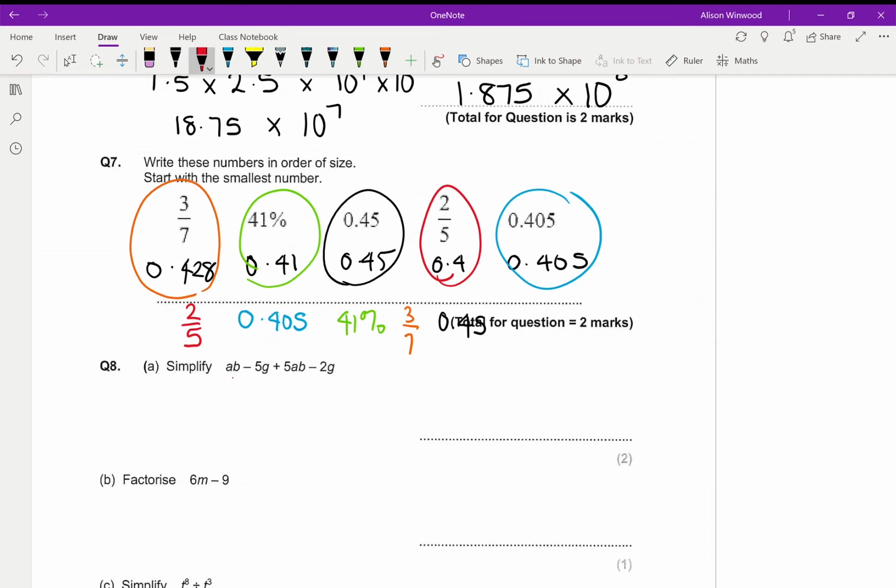Simplifying, I've got an AB plus another 5AB, that gives me 6AB. Then I've got negative 5G subtract 2G, which takes me to negative 7G.